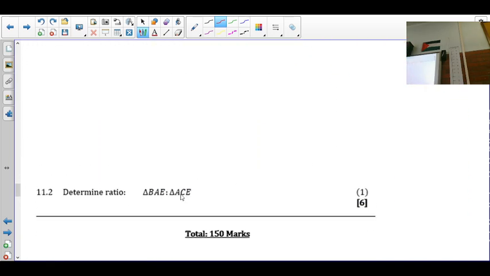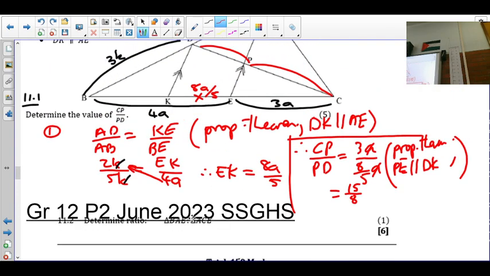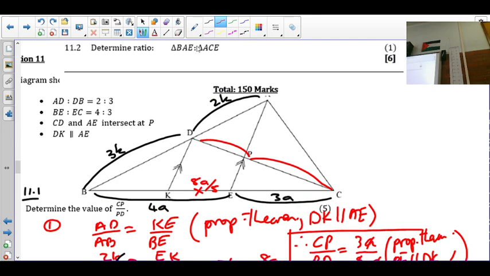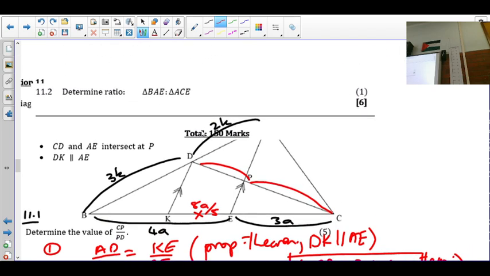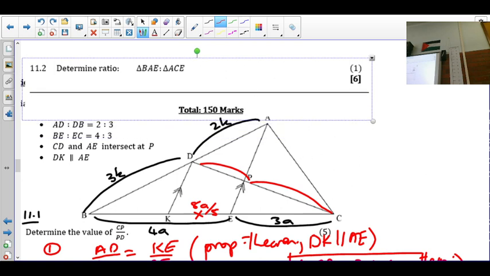Now we can do this quickly. The last question says, in number 2, we are asked to calculate the ratio of triangle BAE to triangle ACE.